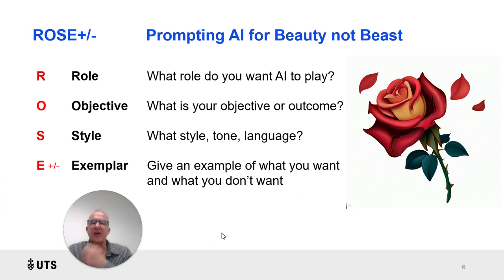Are you getting the best results from AI? It could be that you just need a bit of basic knowledge of prompting. And I'm going to tell you how to use prompting AI for beauty, not beast. It's called the Rose model. It's easy to remember. It has 4 things that you should include in your prompt. So let me take you through them.